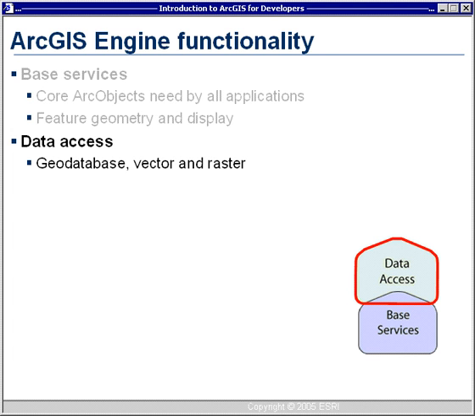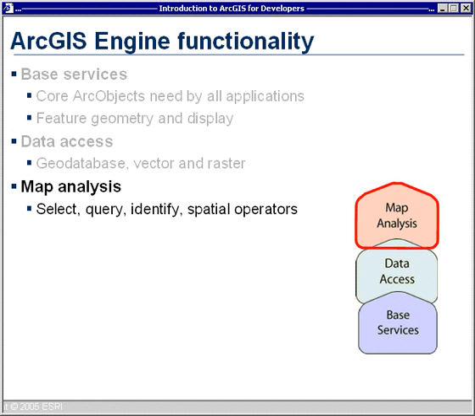ArcGIS Engine supports all the traditional ESRI vector and raster formats, including full access to the geodatabase and all of its different feature types and relationships. Next is map analysis. These ArcObjects allow developers to build powerful applications with intelligence and working with data to solve real-world spatial problems.